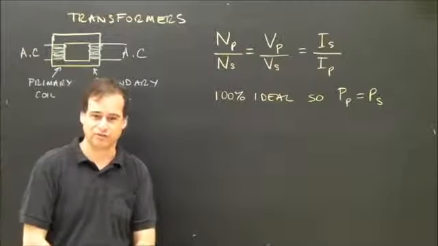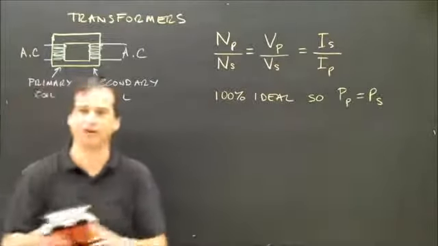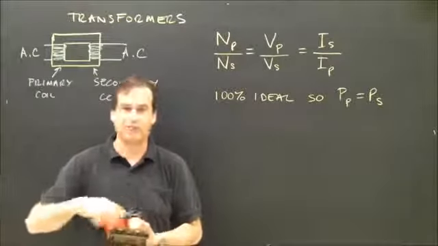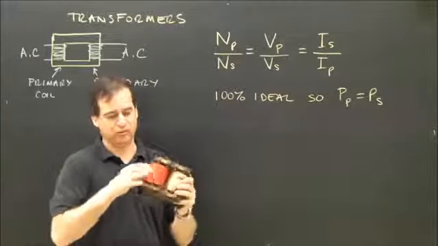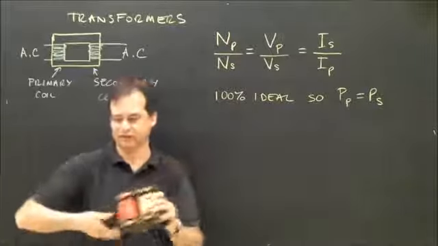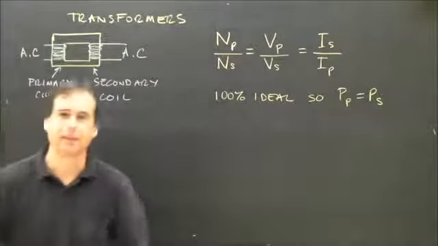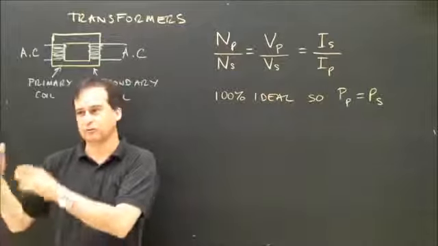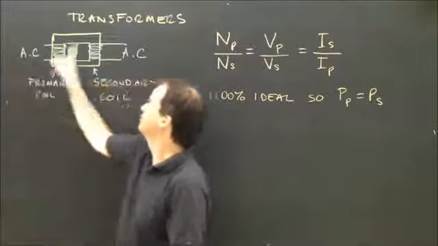Let's take a look at transformers. This is a transformer here. A transformer is a ring of metal with two coils. One coil on this side, one coil on this side. What a transformer does is it takes voltage from this side and changes it to a different voltage.